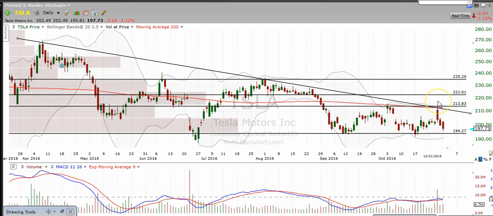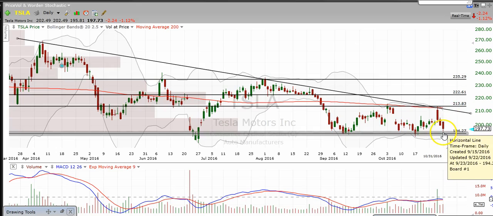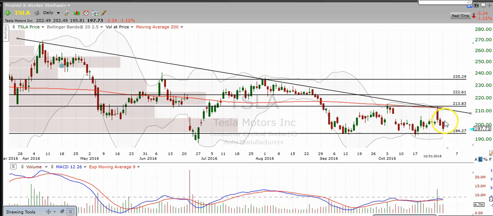It had its chance to do it on earnings. We did not do so. So in the meantime, it's going to trade in this range. You can trade the lows at 194, and short the highs at about 213, 214.